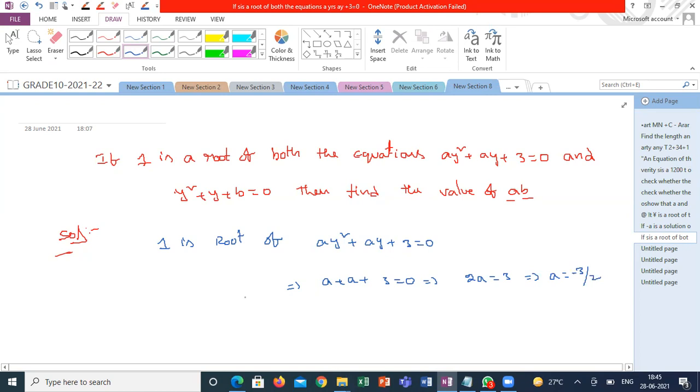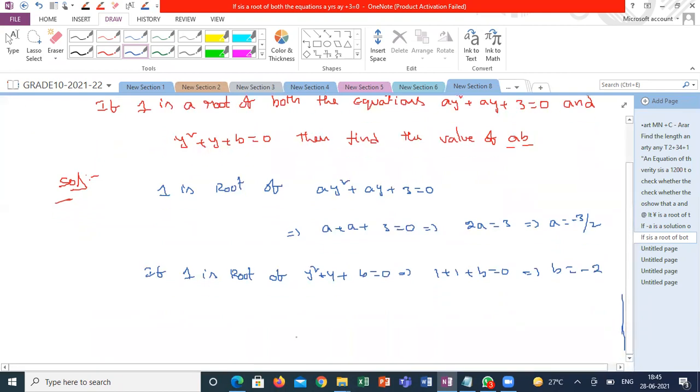So if 1 is a root of y square plus y plus b is equal to 0, this will be 1 plus b is equal to 0. The b I got is minus 2. Did everyone get b is minus 2? Yes, sir. So the value of AB is minus 3 by 2 into minus 2. 2 cancels, the answer is plus 3. Hope everyone is getting the same answer.